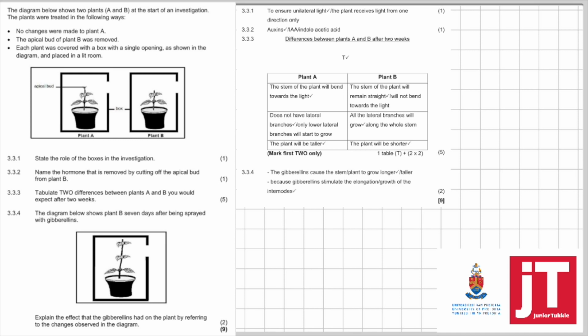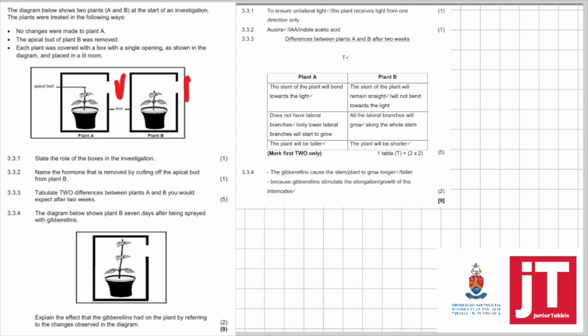3.3. The diagram below shows two pot plants, A and B, at the start of the investigation. The plants were treated in the following ways. No changes were made to plant A. The apical bud of plant B was removed, as you can see. Each plant was covered with a box with a single opening, as shown in the diagram. 3.3.1. State the role of the boxes in the investigation.